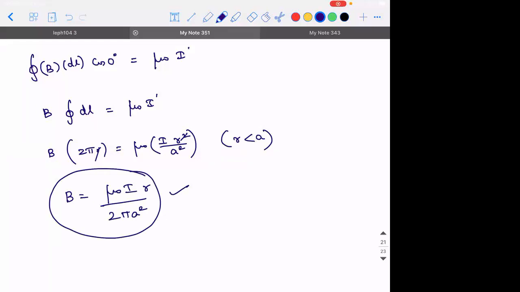Can you say how you cancelled R and A square, sir? Where did I cancel R and A? This is R, the other side is R square, so one R I cancel. Okay, sir. So B is equal to mu naught I R divided by 2 pi A square for the value of R less than A.